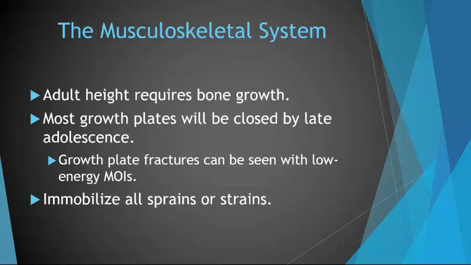Adult height requires bone growth, so while the child is young, they're continually having bone growth. Unique areas of the child's bones are the ossification centers, or the growth plates. These are made of cartilage and they're pretty weak and easily fractured. Bones of growing children are weaker than their ligaments and tendons, which makes fractures more common than sprains.